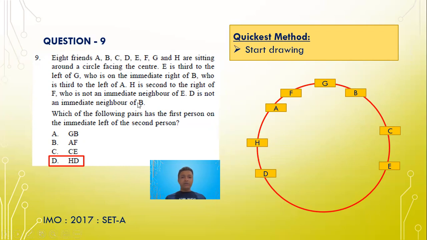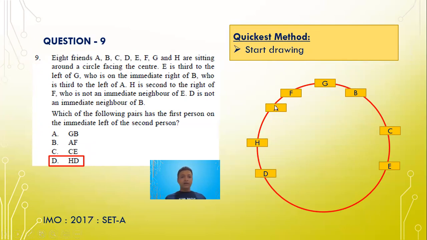And D is not an immediate neighbor of B. So which of the following pairs has the first person... So when you start drawing, you place E to the third to the left, isn't it? Then you place B. G is on the immediate right of B. So B will be here, isn't it? Who is on the third to the left of A? So you place A here.